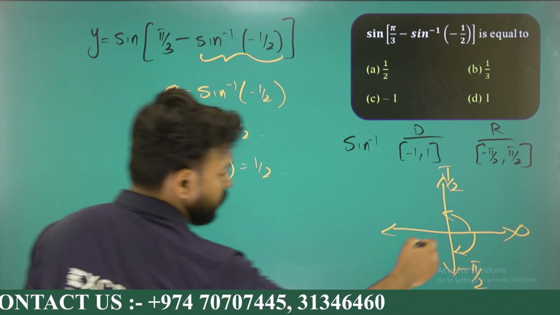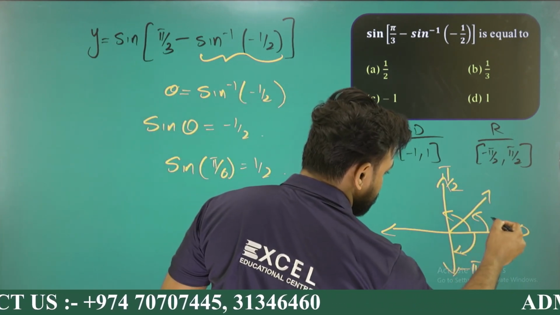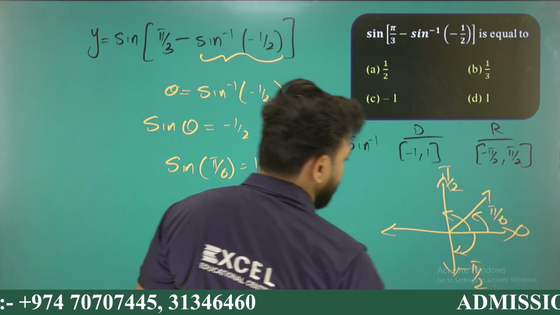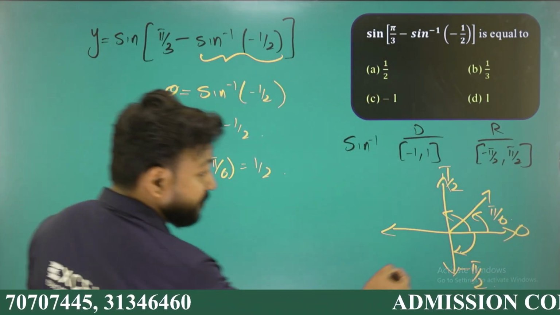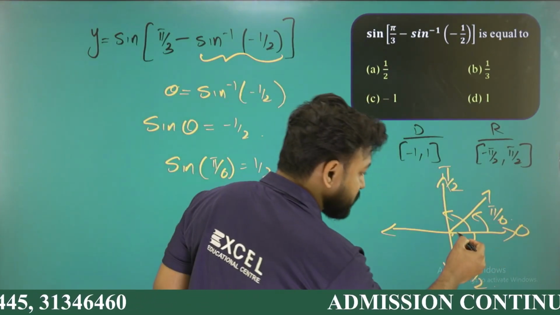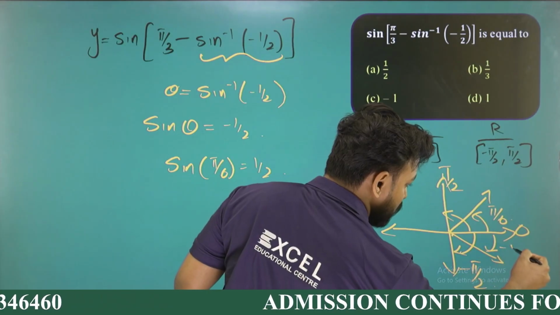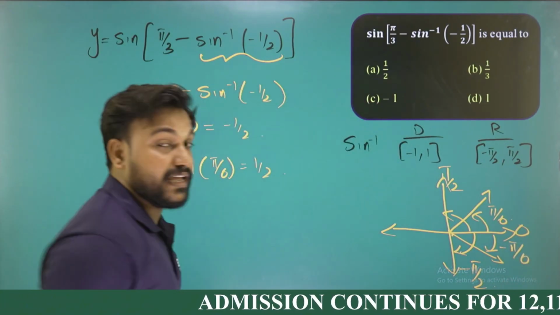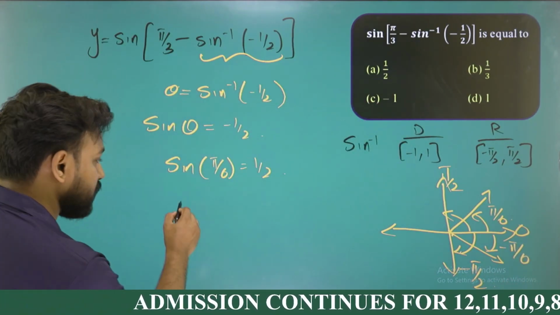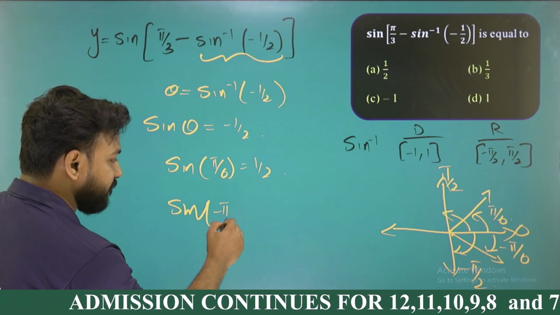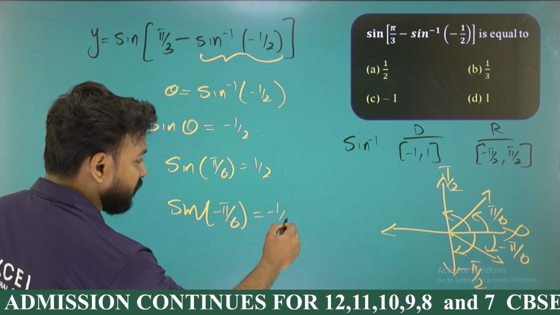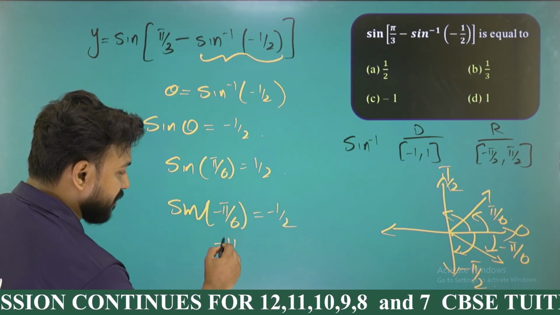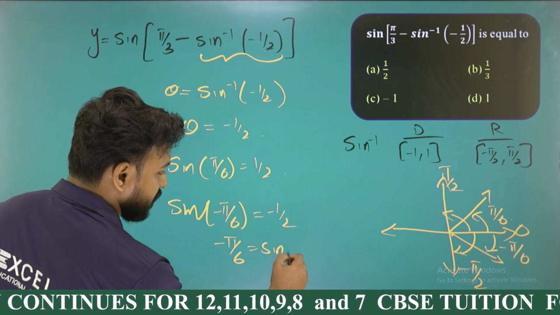1 by 2. So where is it? Here it is, pi by 6. But you need negative. In the first quadrant everybody is positive, so you have to go to the fourth quadrant. There you will get negative pi by 6, and there you will get minus 1 by 2. So sine of negative pi by 6 is what? Negative 1 by 2. So you will get minus pi by 6 as sine inverse of negative 1 by 2.